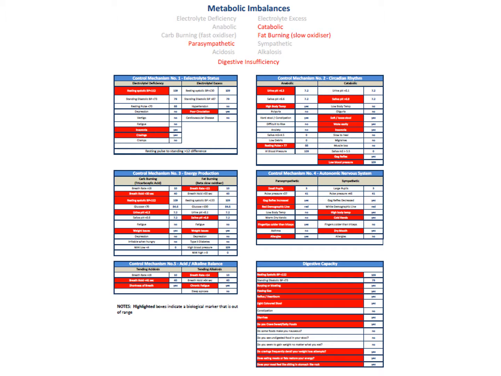Okay, so that's an overview. That's the printout, the imbalance guide that I give out when I do my assessments. Okay, and you're going to have all these templates when we go through this.